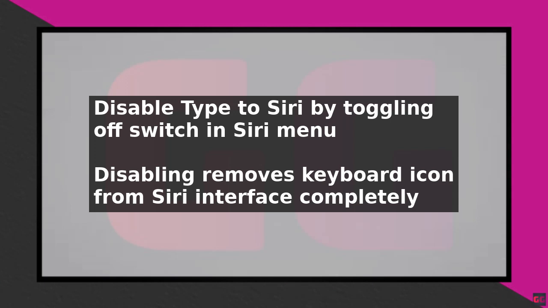Overall, enabling or disabling Type to Siri on iPhone is a simple process that can be completed in just a few steps. By following these instructions and experimenting with different methods, you can find the way of communicating with Siri that works best for you.